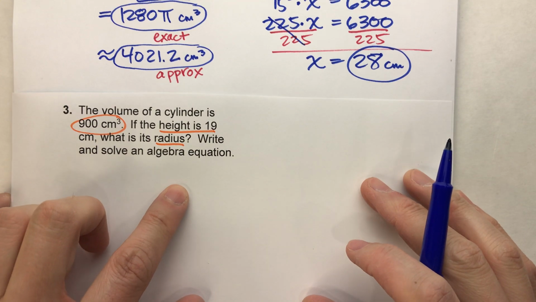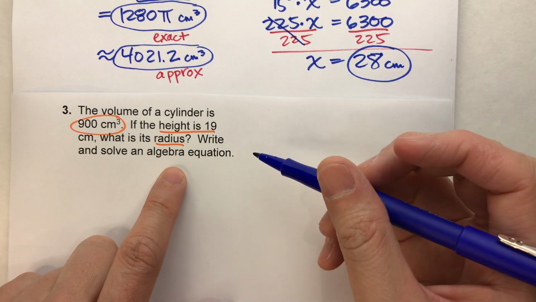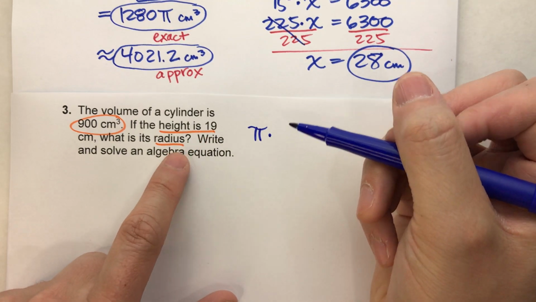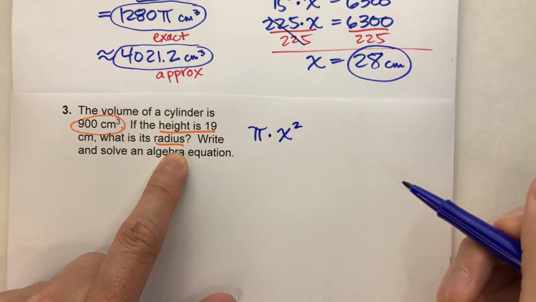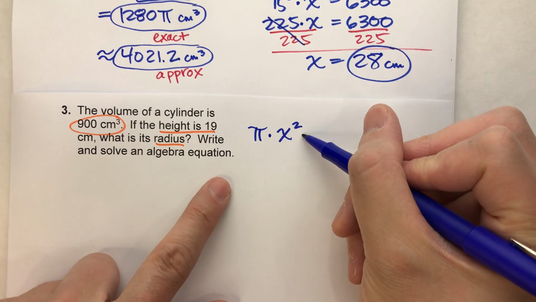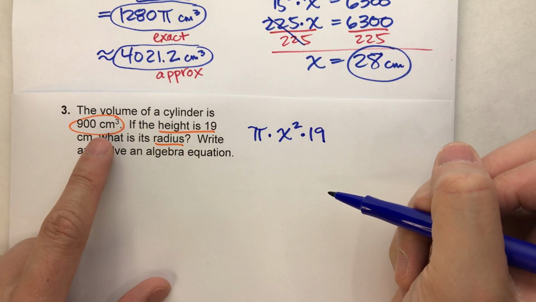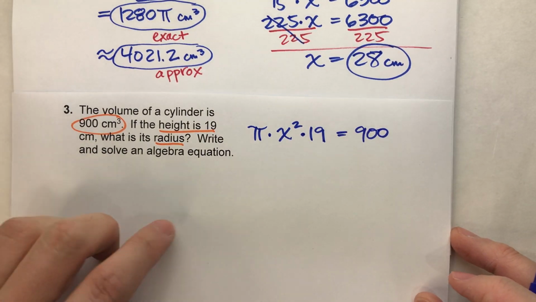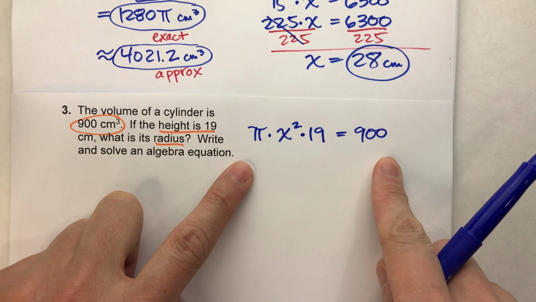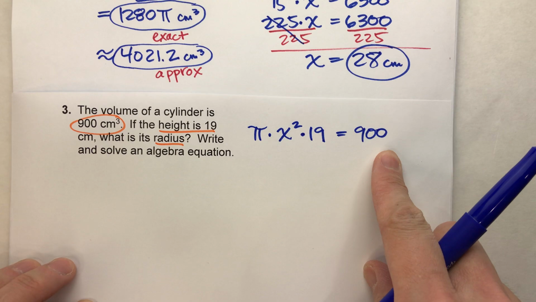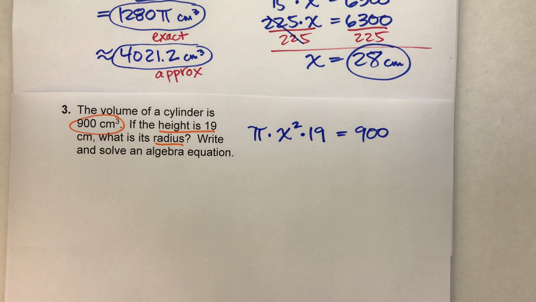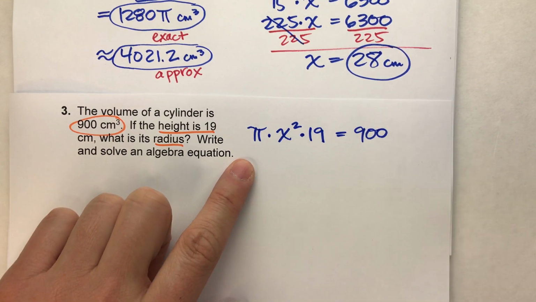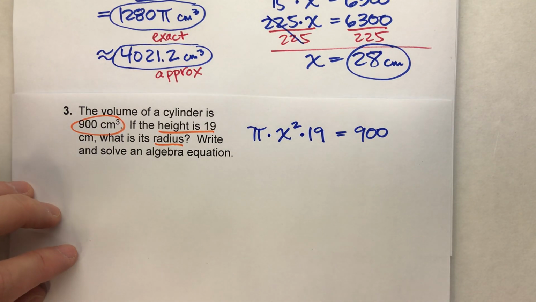But let's set up our equation. The volume formula for a cylinder, pi times the radius squared, we don't know the radius, so times x squared, times the height, 19, equals the volume. All right, so all I did was use my volume formula to set up an equation, okay? Now, at first, this doesn't look any harder than the one we just did, but very quickly you're going to see that actually it is.